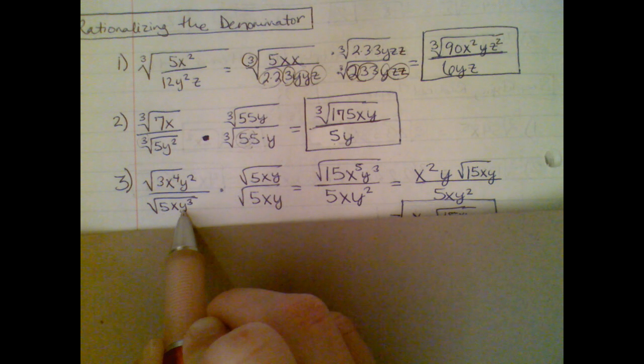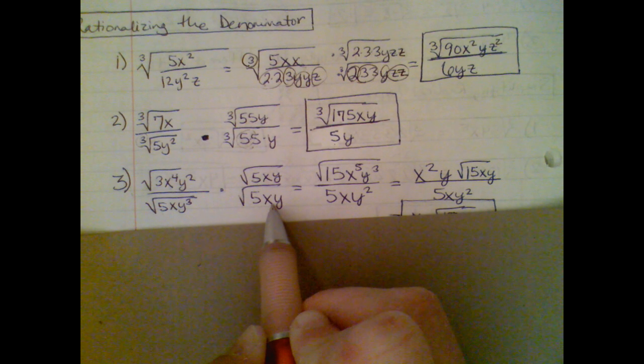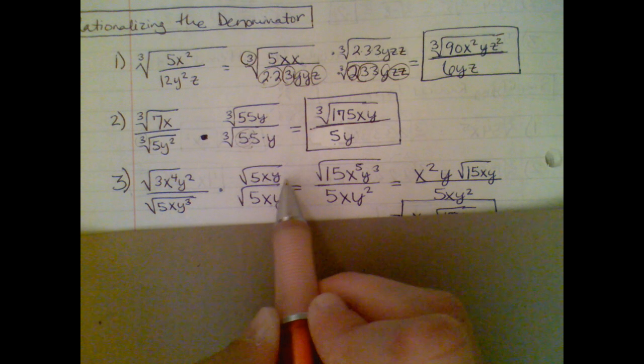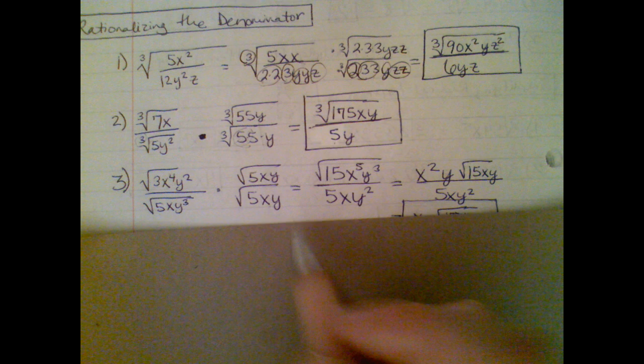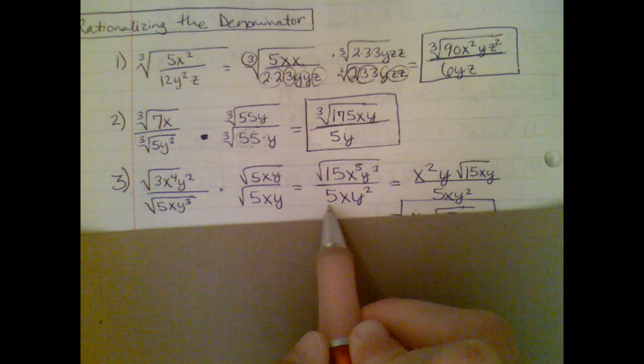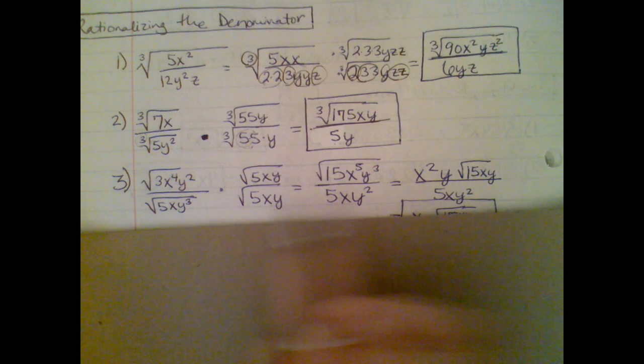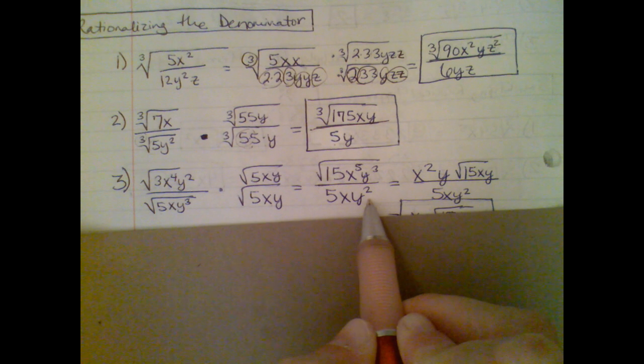I can bring out a pair already, but then I would have 1 left underneath, so I need to multiply by 1 more y. Since I'm multiplying the bottom by the square root of 5xy, I need to multiply the top by the square root of 5xy. And then now I'm going to try to bring everything out in pairs. So I have a pair of 5's, so I can bring that out, a pair of x's, so I can bring that out, and then I have 2 pairs of y's, so I can bring that out. And then on the top, I'm going to bring out any pairs that I have.